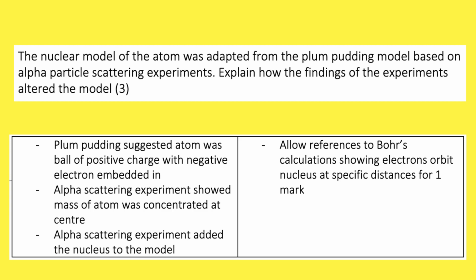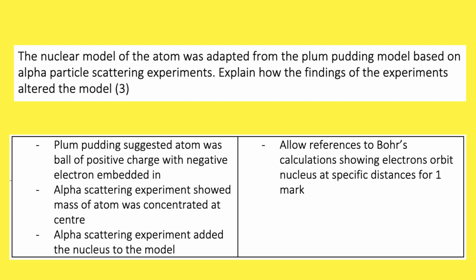So the idea of the plum pudding model was that the centre of the atom was a ball of positive charge and that there were negative electrons embedded in it. So almost like the pudding was the ball of positive charge, and then the plums would be dispersed in amongst the pudding. So that was the negative electrons were dispersed throughout the pudding.